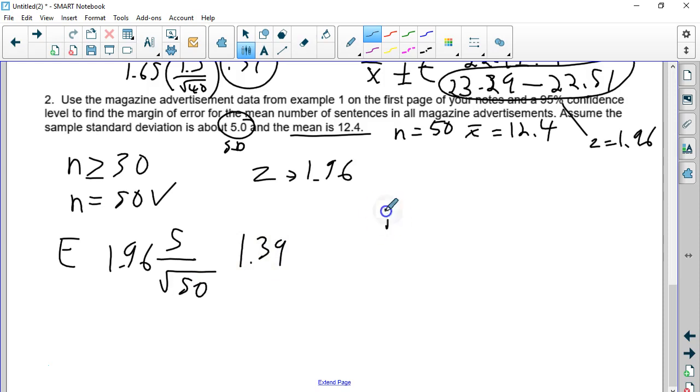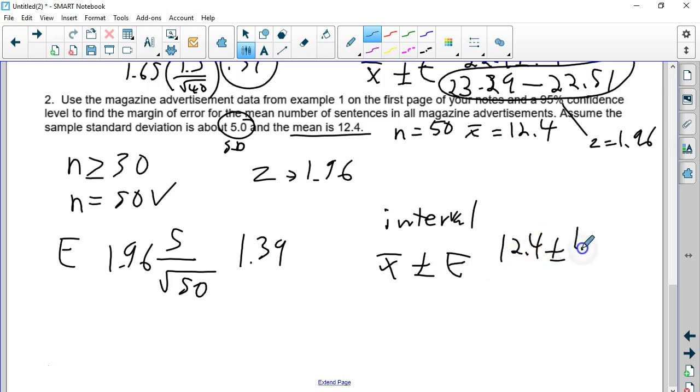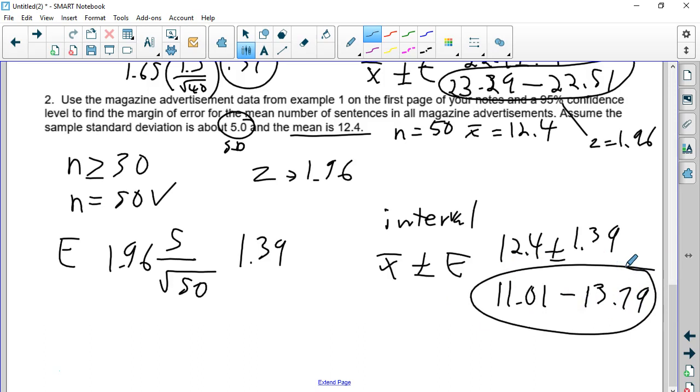Now, my actual interval, remember, is going to be my average plus or minus my error. So my average is 12.4, and I'm going to add and subtract 1.39. That's going to give me an interval of 11.01 to 13.79. That's my interval. And that's with 95% confidence. I can guarantee you that it's going to fall within that range.